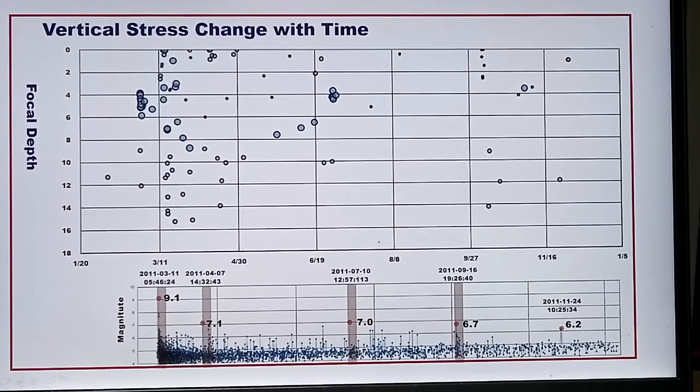Using additional horizontal stresses, we try to show how the stress is distributed vertically. Around the main shock day, maximum additional horizontal stress was exerted at depths from 3 to 8 kilometers.